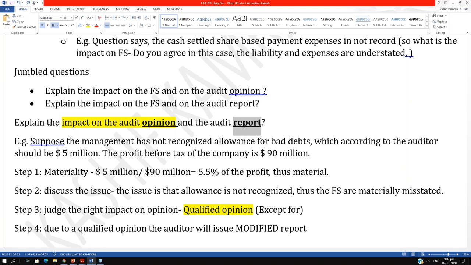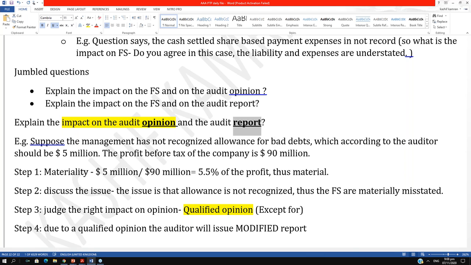So we only have one issue, right? And that one issue is allowance is not recorded. So because of the reason allowance is not recorded, what is the opinion? Qualified. But because of the allowance not recorded, what sort of a report will I issue? Will I issue a modified report? So is everyone clear on the 4 steps?